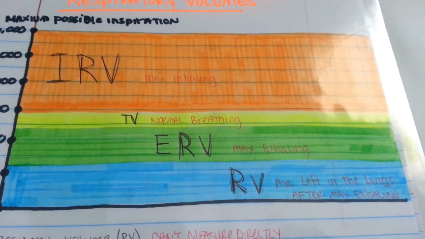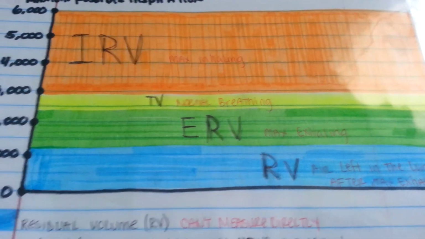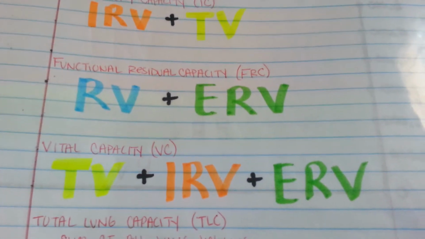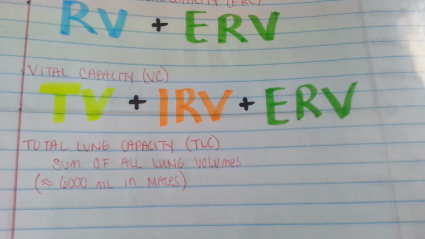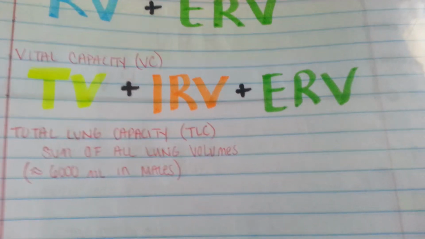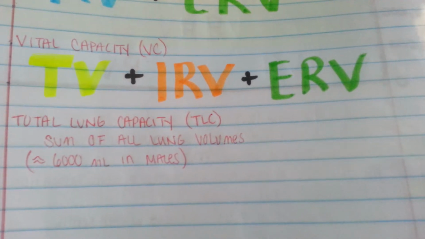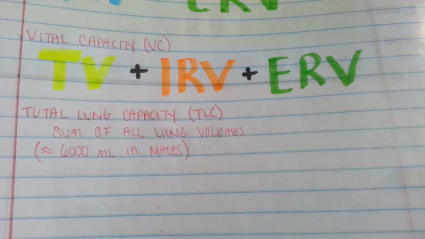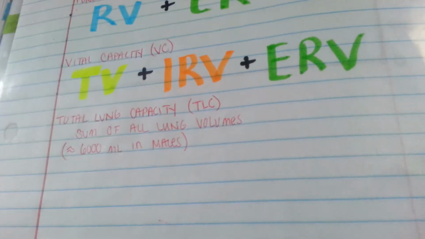Okay, so we have capacity now. Inspiratory capacity is the IRV plus the TV. Functional residual capacity is the RV plus the ERV, and then vital capacity is the tidal volume and inspiratory reserve volume and the expiratory reserve volume. Now you add all of them up, that will give you the vital capacity. Now the total lung capacity, like I said before, is the sum of all lung volumes, and approximately 6,000 ml is in males.